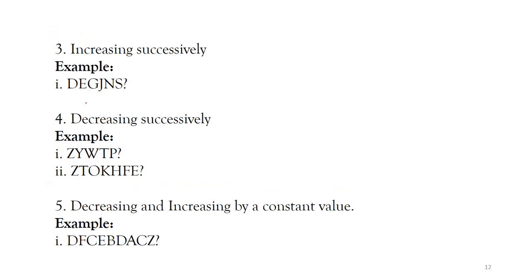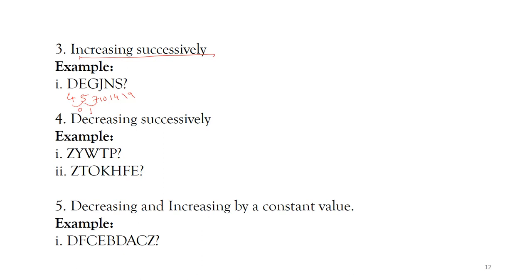Next, third question. Increasing successively. Whatever you want to define, it's better you convert the given alphabets into numbers. So D will be 4. It's suggested to always memorize from 1 to 26, that is A to Z. E is 5, G is 7, J is 10, N is 14, and S will be 19. Now see the gap. I'm just taking, you can take the difference or whatever you want.